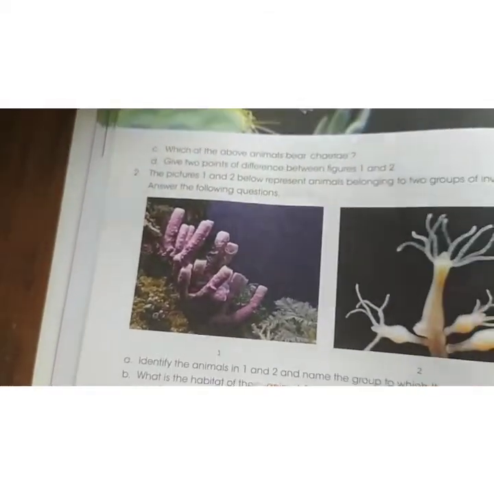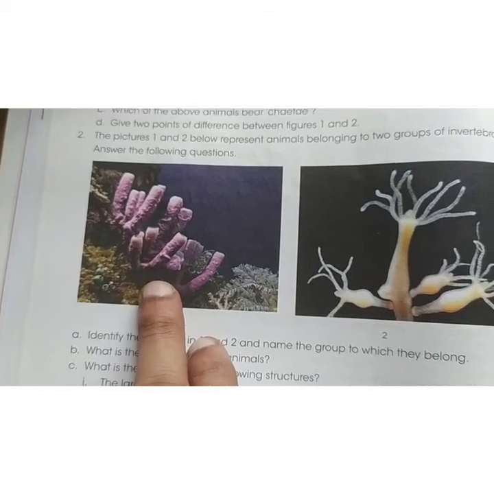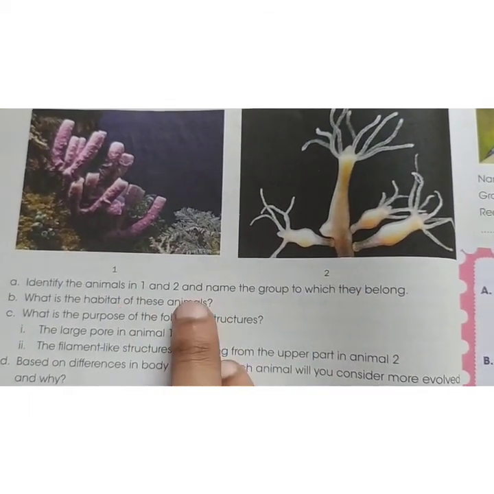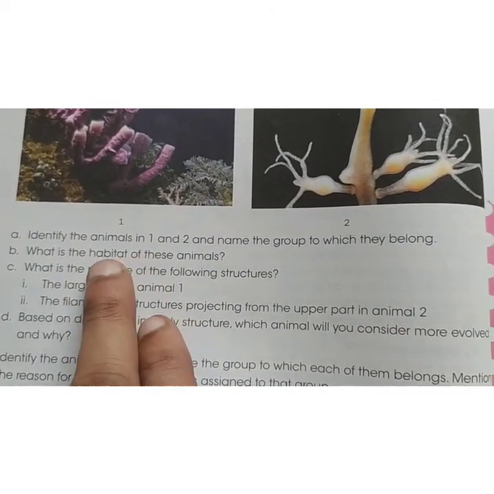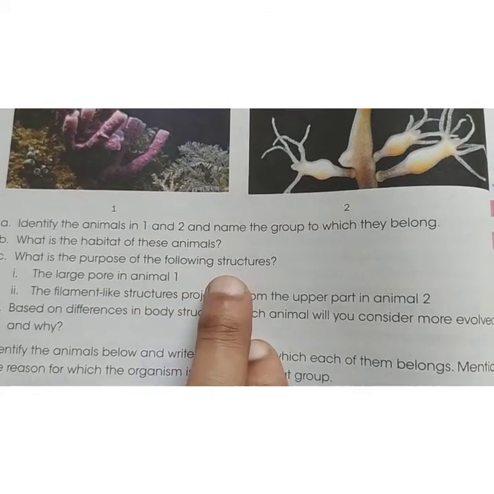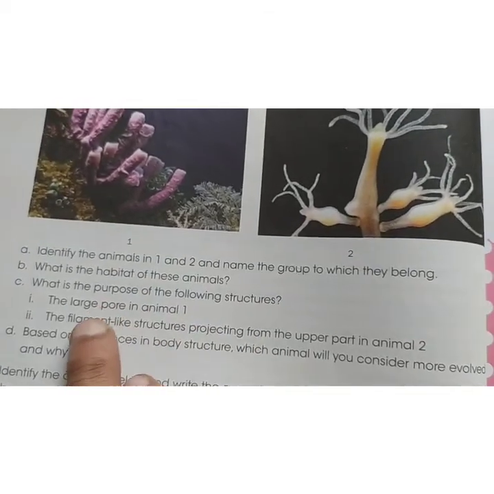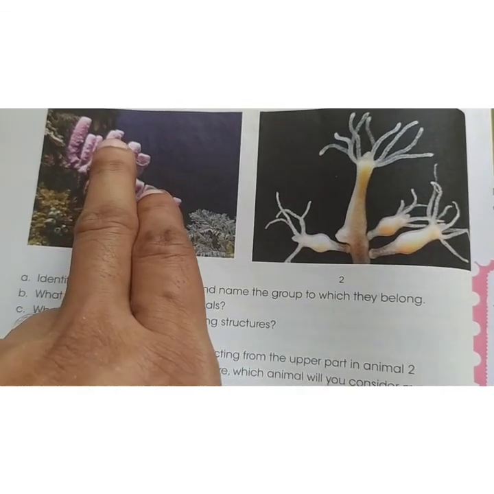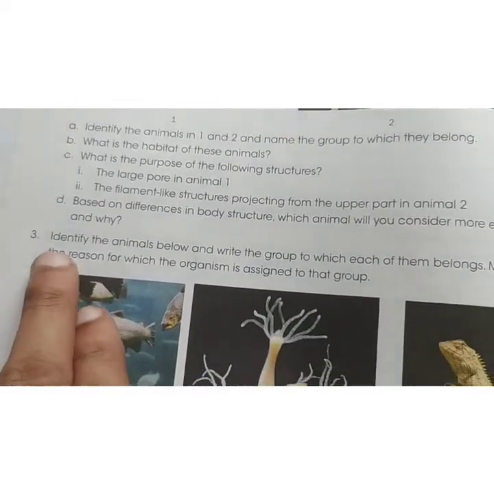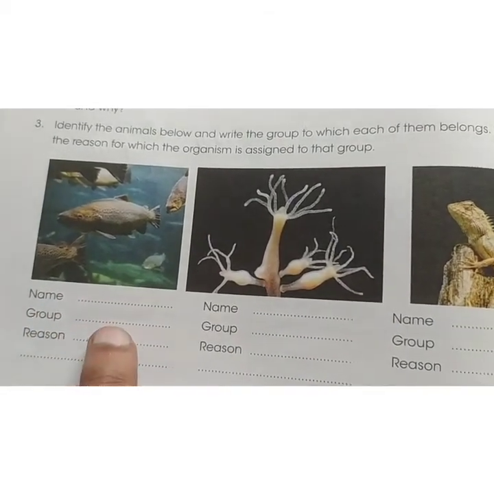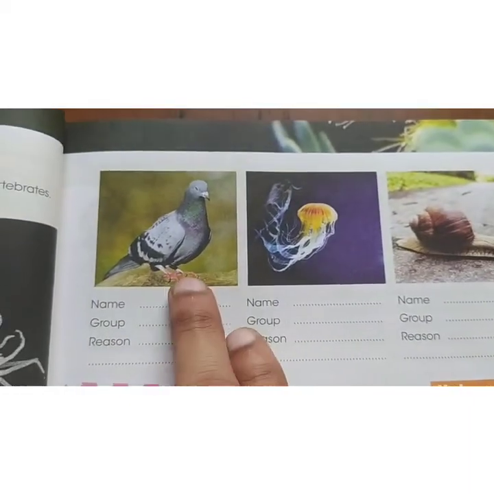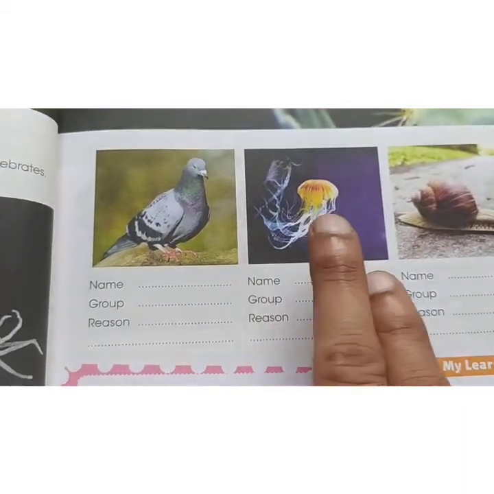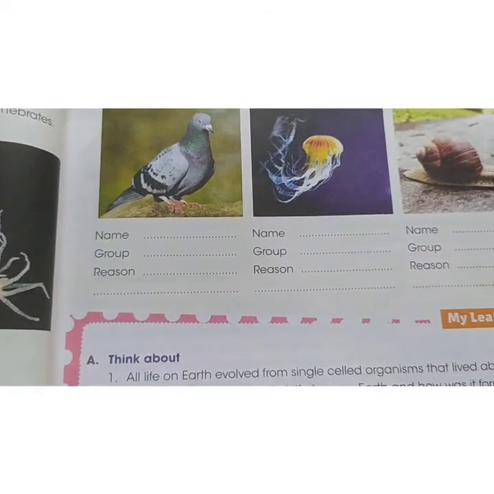Next page also, diagram based questions are there. Like number 2, see the pictures. 1 and 2, write their names, identify the animals and name the group to which they belong. What is the habitat? Habitat means where are these animals found. What is the purpose of the following? Like number 1, the large pore in animal number 1, a big pore is there. What is the function of that big pore? Then number 3, identify the animals which are shown. Group name you write and region also you write. Okay, all the 3 you have to identify. On the next page also, 3 more animals are there. Like what is the name of this animal, to which group they belong, and regions also, right? So this much only, thank you.